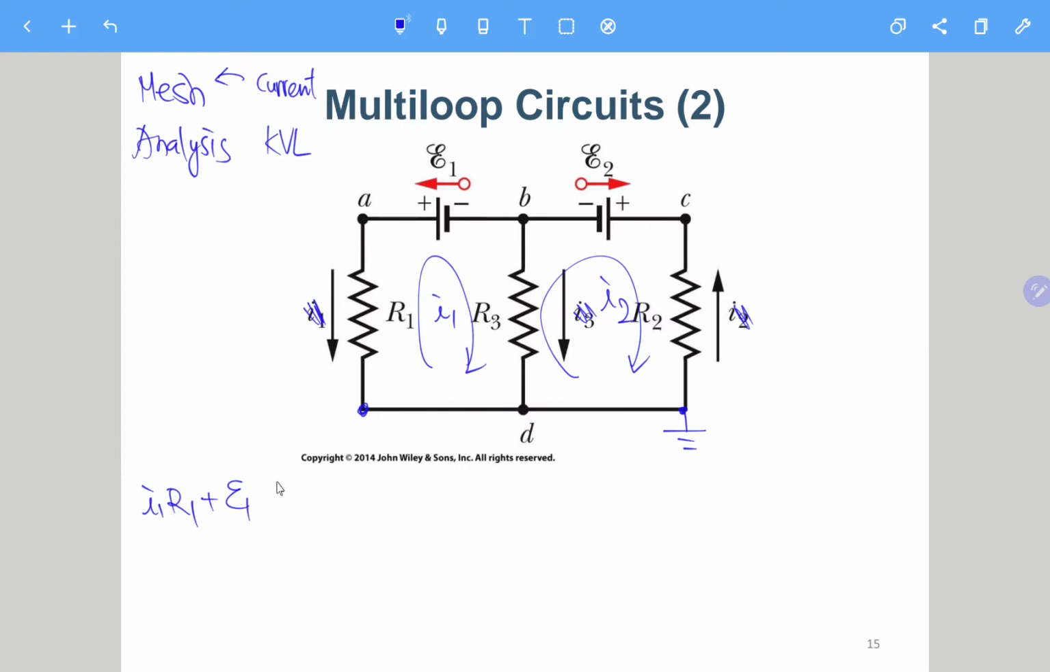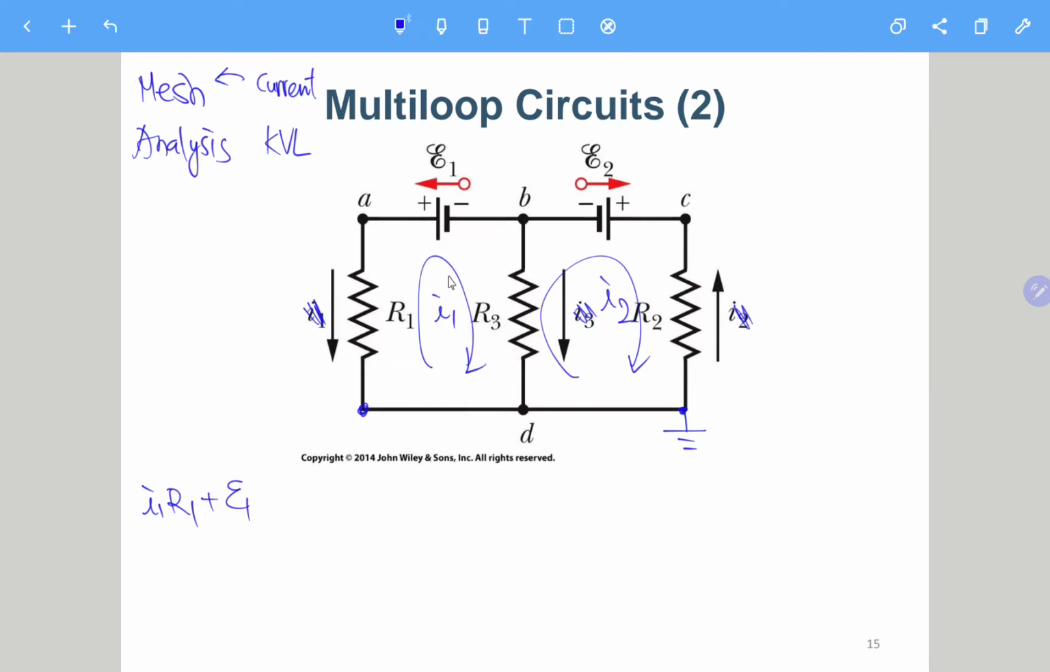We just make all the voltage drops positive values. It's just up to you, because as long as you don't make a mistake with the sign of all the terms, you get the correct answer. So we just assume voltage drop to be a positive value. From this node to this node is a voltage drop according to I1 in this direction, so I1 R1, and then going from here to here, E1.